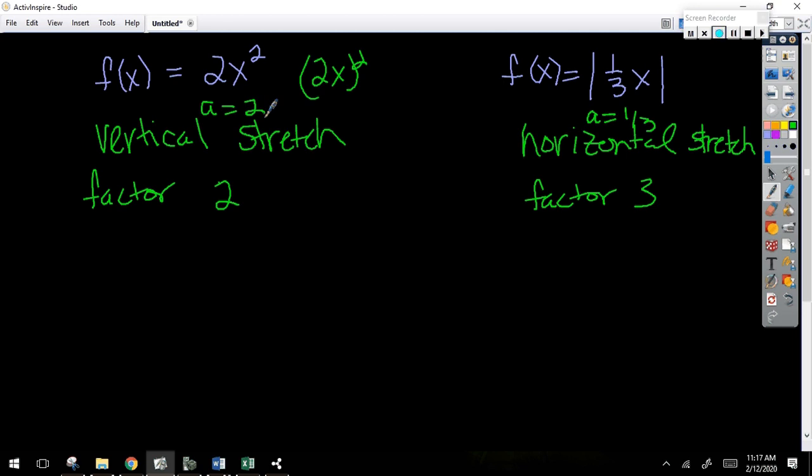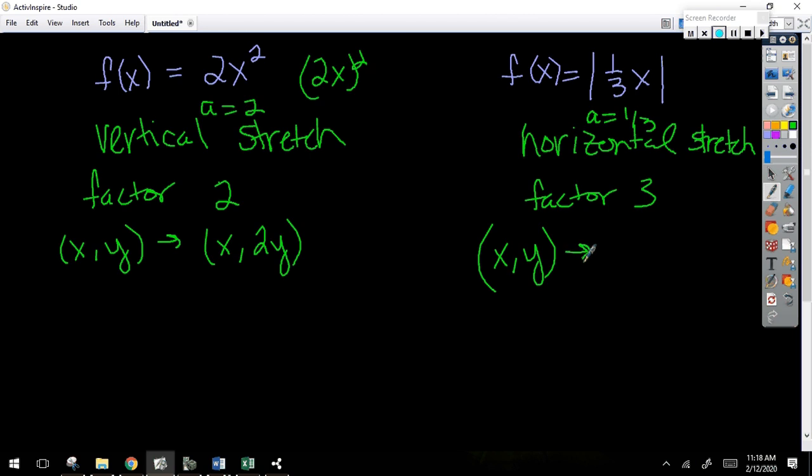All right. So on my little chart, this x, y is going to become x and then 2 times whatever that y is. Every point on my graph, x will stay the same, and I double every y. But when I get to this one, for every point here, the x will times 3. Listen, because this is where it gets kind of confusing. It says x over a, right?